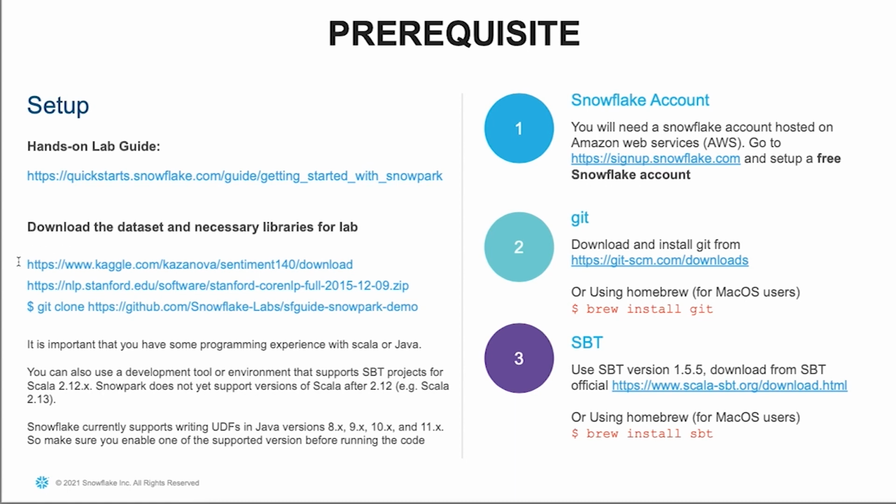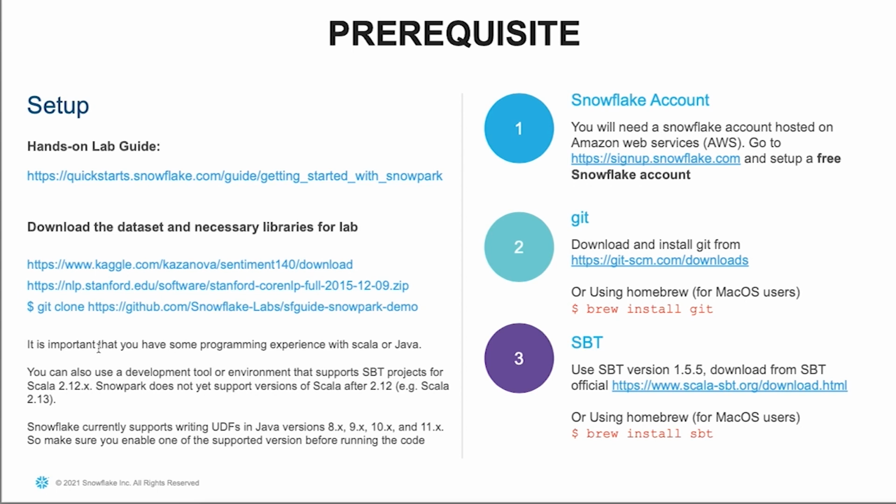You can follow the links in the description to download the Kaggle dataset. This is 1.6 million tweets, which we are going to analyze for sentiment using the Stanford Core NLP library, which is the second link in the description. We are not going to go over the details of how these libraries are created. We're just going to consume them in our Java UDF to provide the sentiment analysis over the data set.